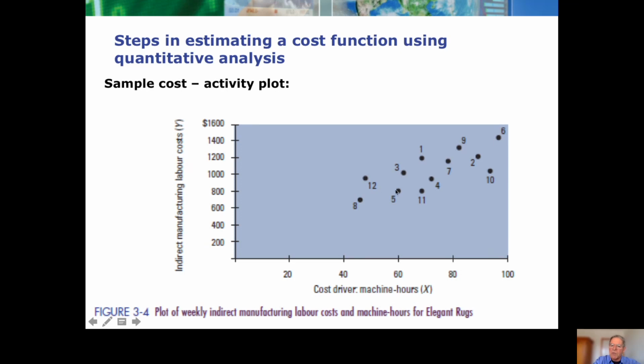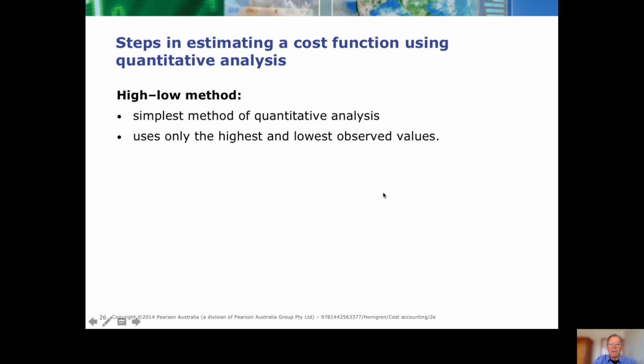Number 10 is dragging it down. Would I ignore number 10? If there was an observation that was way down here, I might ask: was it a special occasion? Was there a breakdown or something special that caused this one-off result? But all the rest seem to be gathered in this sort of formation. So pretty reliable.